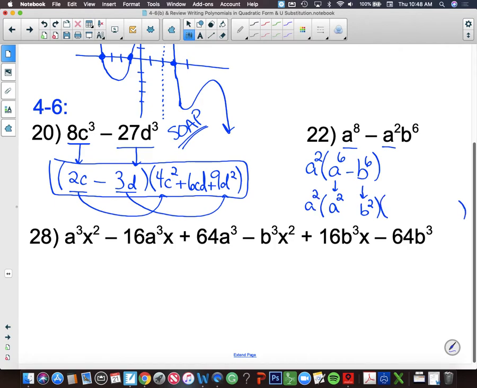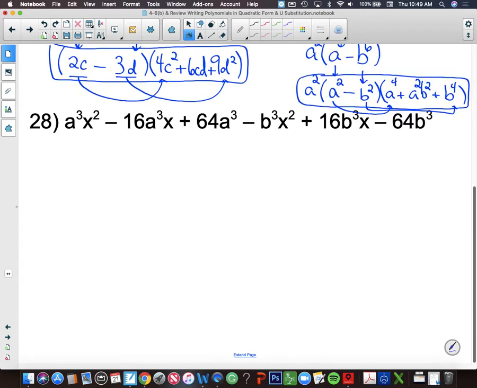Okay, so a squared squared, a to the 4th, b squared squared, b to the 4th, and the middle is a combination, so it'll be a squared b squared, and our signs are going to be same, opposite, always positive, and that is it. You are done. So if you kind of grasp the idea of the patterns here, these are extremely quick. Okay, last one, the big one down here.